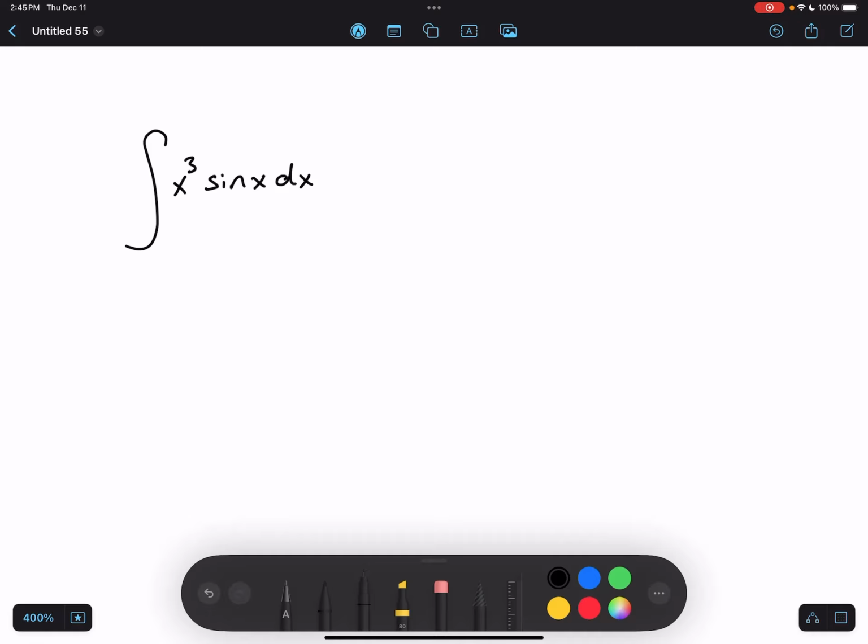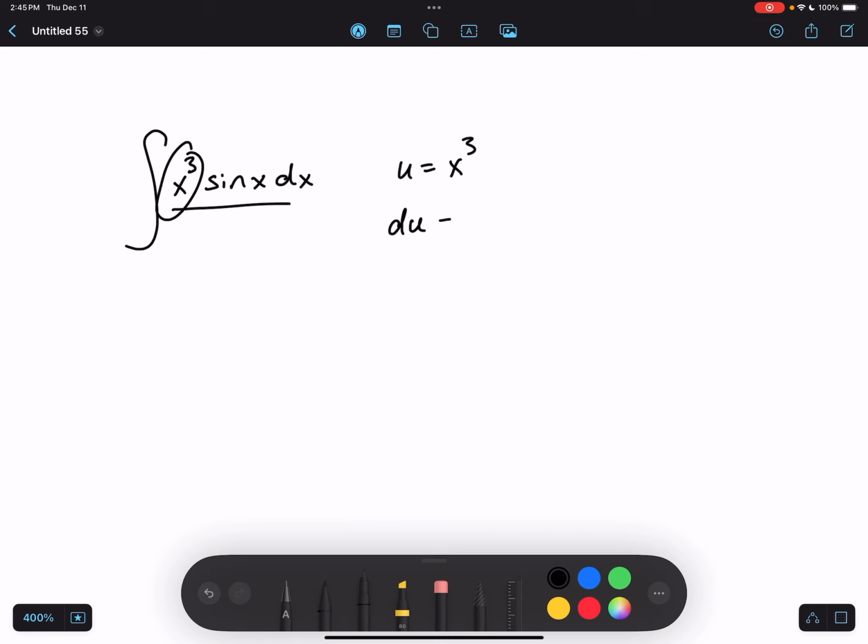We're working through the integral x cubed sine x dx, and we have a product here that looks to be an integration by parts product. Because it has this x cubed out front, I have an inkling that this will be a repeating integration by parts problem. So we'll start by setting u equal to x cubed.